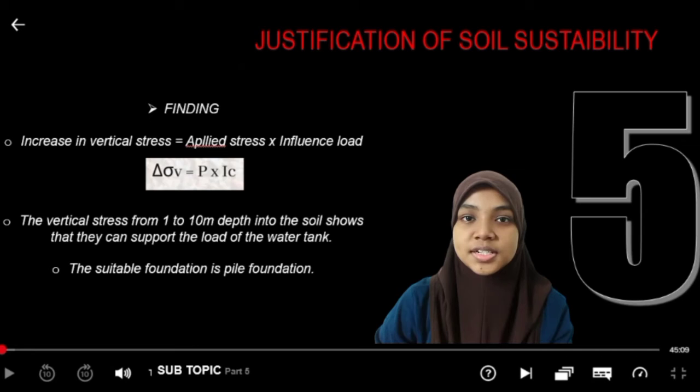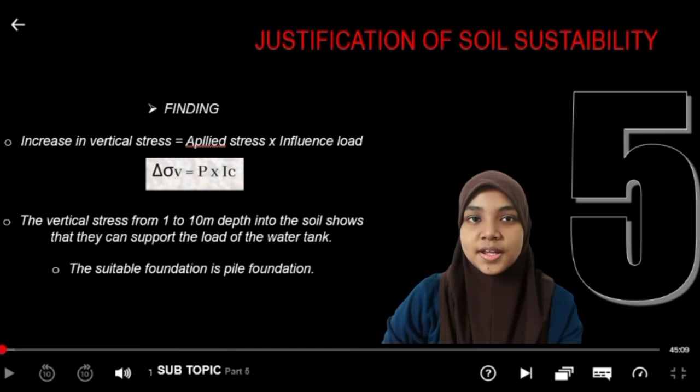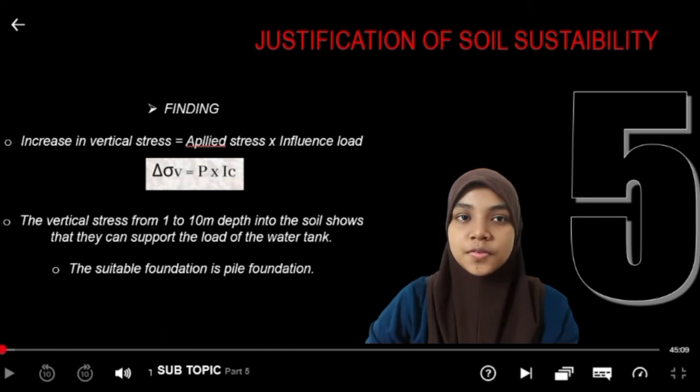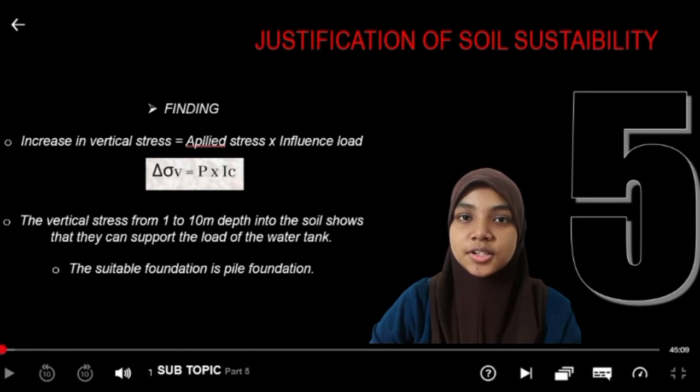We may know the increase in vertical stress by using the formula where the applied load is multiplied with the influence factor. The load that acts on the soil is 1000 kPa. Based on the calculation, the vertical stress from 1 to 10 meter depth of the soil shows that they can support the load of the water tank. For this borehole, the suitable foundation is pile foundation. This is because the soils are compressive with heavy load and work better in capacity deep below.